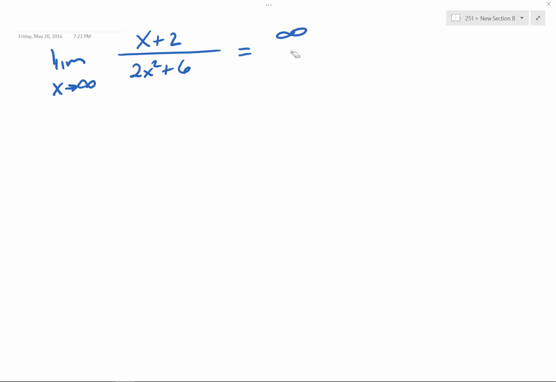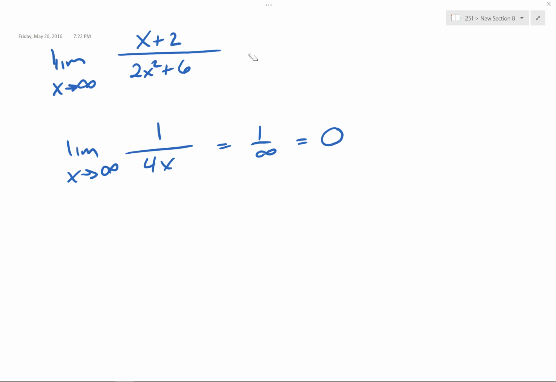So what L'Hôpital said was, if that happens, which it did, take the derivative of the top and the derivative of the bottom and take the limit of that as x approaches infinity. Well, that's 1 over basically infinity, or 1 over a very large number, so the answer is 0. And of course you can graph that.